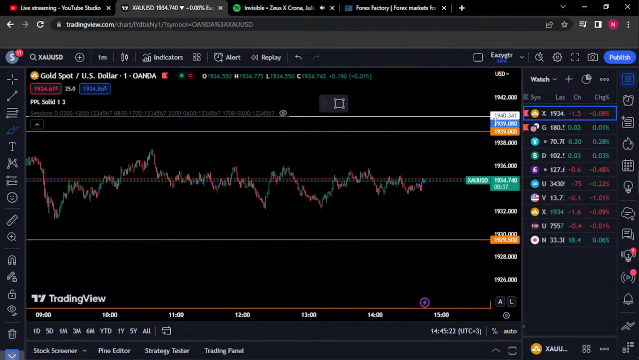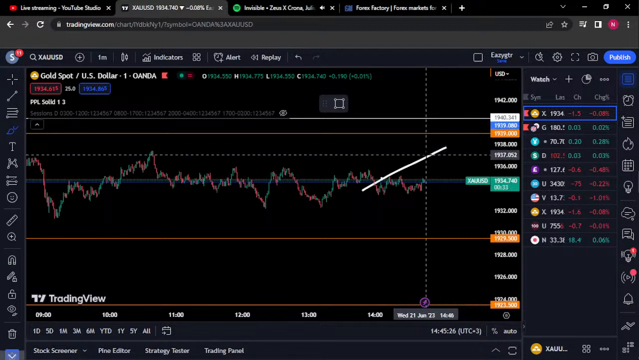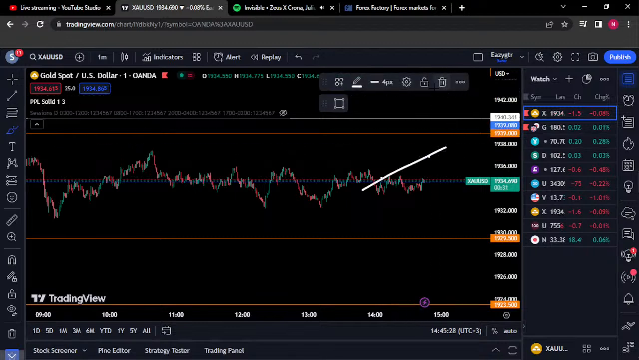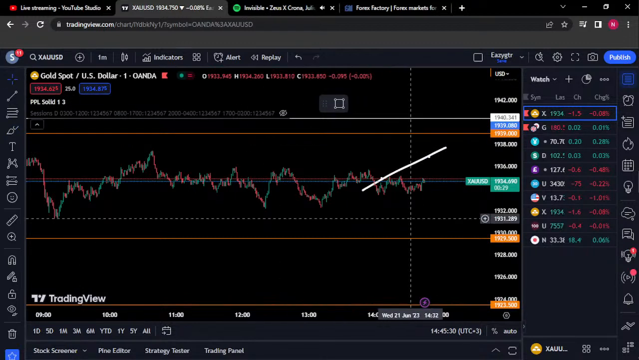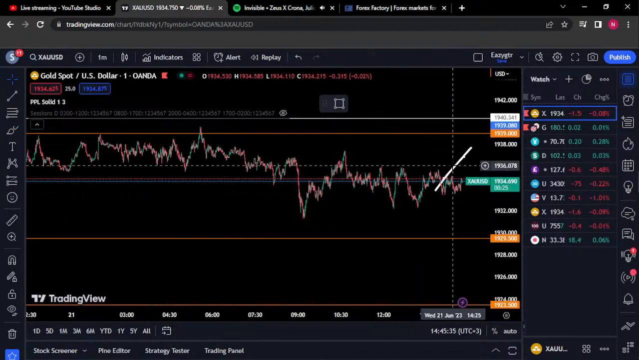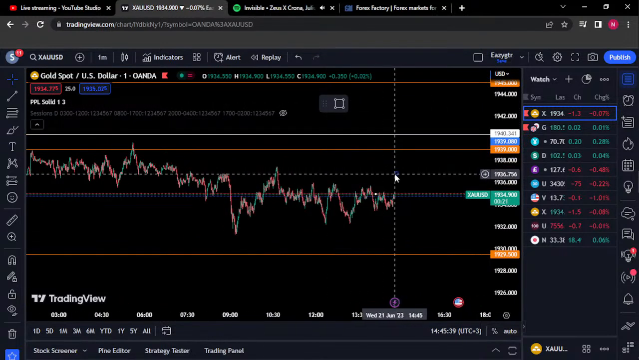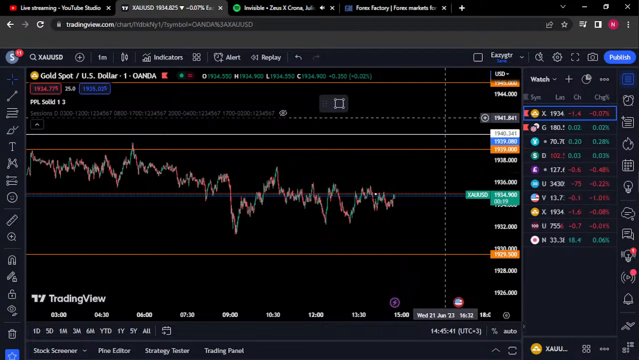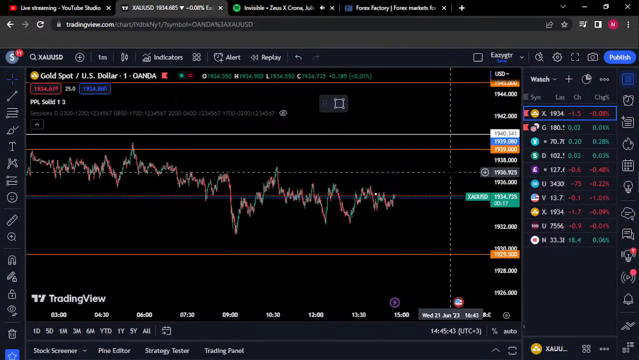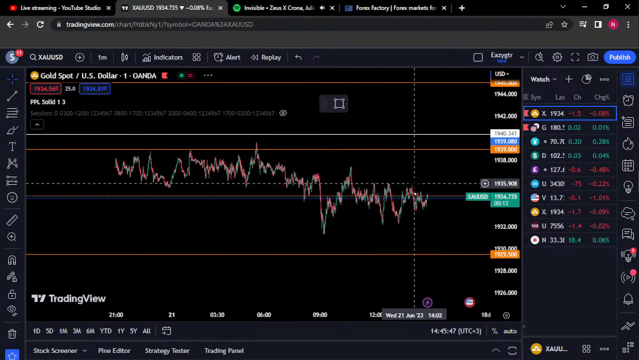We could just wait for clean breaks either above 1939 or breaks below 1929.500. Those are our key levels. So for gold right now we are ranging, and I don't think you are going to get trades during this New York session, maybe towards London close or NYSE open.